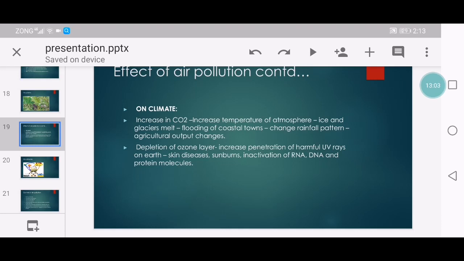Increase in carbon dioxide raises the temperature of the atmosphere, ice and glaciers melt, flooding of coastal towns, change in rainfall pattern, agriculture output changes. Then depletion of the ozone layer, increased penetration of harmful UV rays on Earth, causes skin diseases, sunburn, inactivation of RNA, DNA and protein molecules.